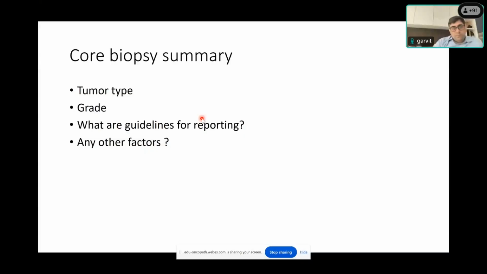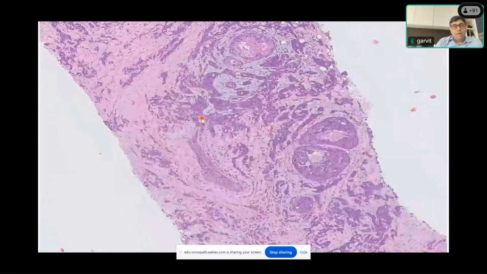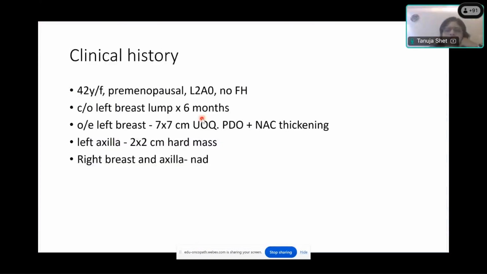Okay. Any reason? Because it's 7 centimeters. I want to see the response, and I'm more or less certain the response is not going to be more than 50% with an ER 8 plus, PR 7 plus, and HER2 no, ultra low. Even in a PDO setting, at 42, I'm not expecting the PDO to completely disappear. It won't go. Absolutely.